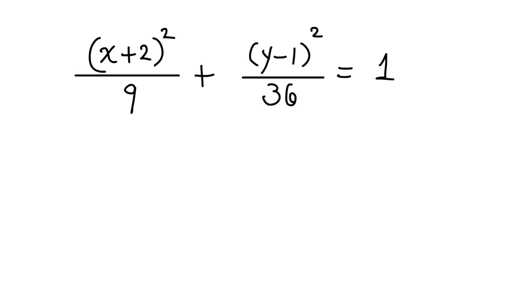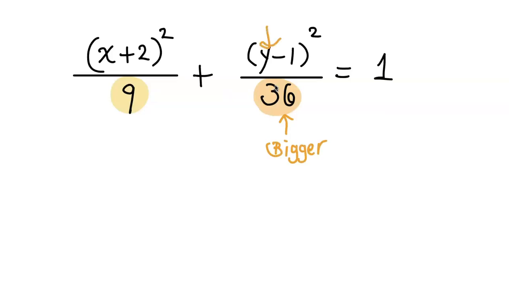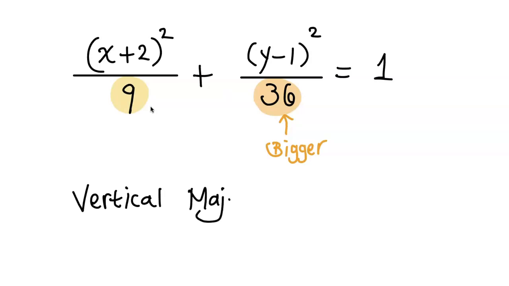Is this a major vertical axis or major horizontal axis case? Let's take a look at the numbers. The number underneath x is 9, which means we're going right 3, left 3 to plot endpoints of the axis. The number underneath y is 36. That's definitely bigger, and this is under y. So that means we're going to go up or down more than going sideways. We are looking at a vertical major axis case.